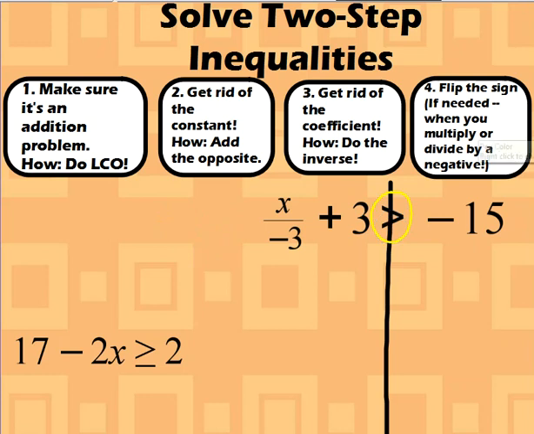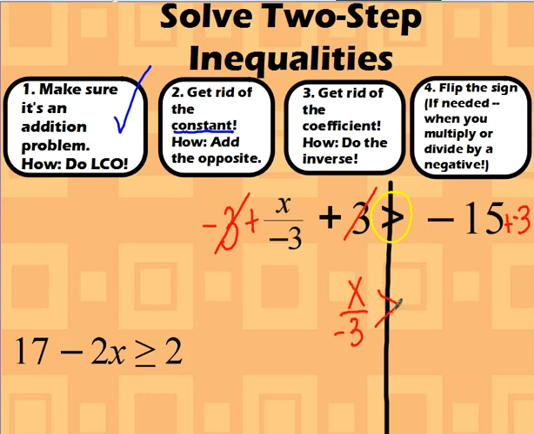The first thing that we need to do is make sure it's an addition problem, and it definitely is. You can see right here. The second step is to get rid of the constant by adding the opposite. So to get rid of a positive 3, I'm going to add a negative 3. Whatever you do to one side, you do to the other. So these cancel. I'm left with x over negative 3 is greater than negative 15 plus negative 3. They're on the same team, so they become negative 18. All right, so done with step 2. Let's move to step 3.